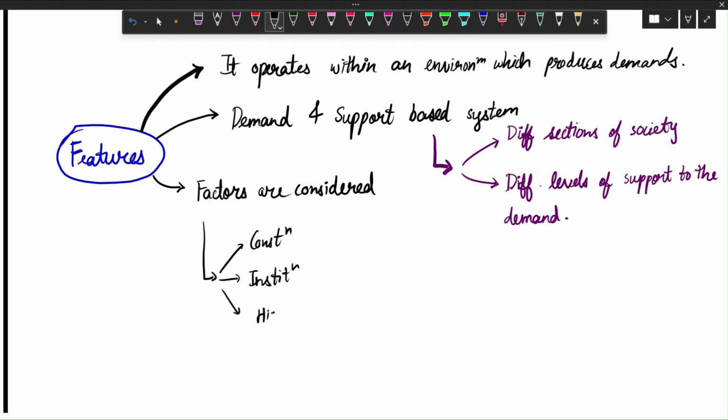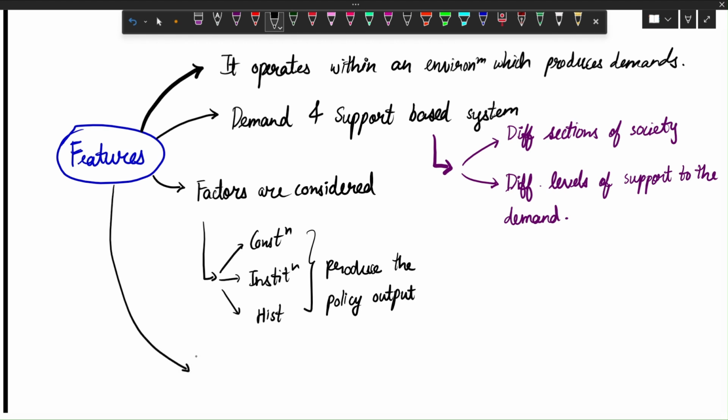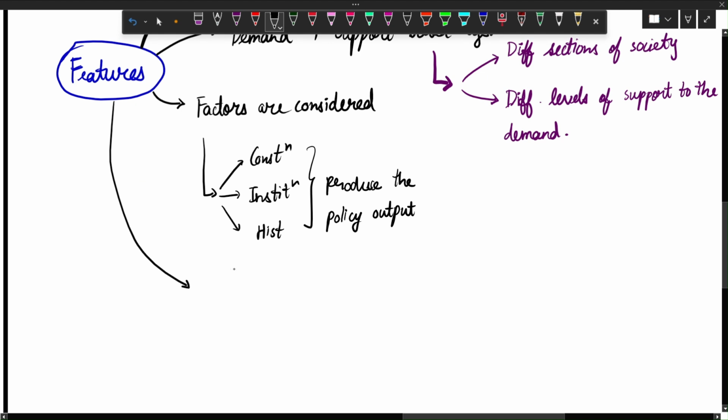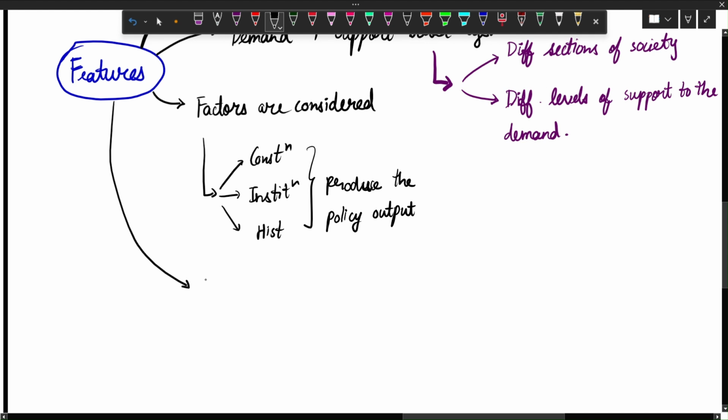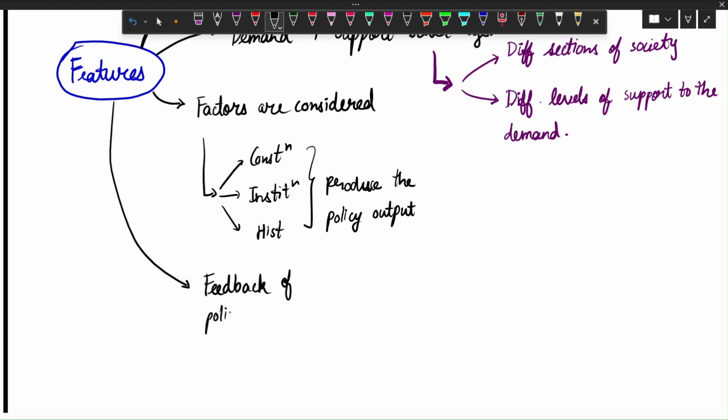Now the third feature is the factors which should be considered. So, what factors are considered? Basically, the Constitution of India, institutions such as the judiciary, the legislature, the executive, then history is also considered. All these factors are considered to produce policy output.